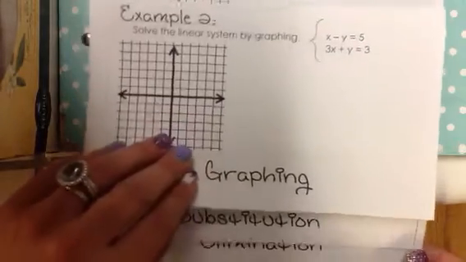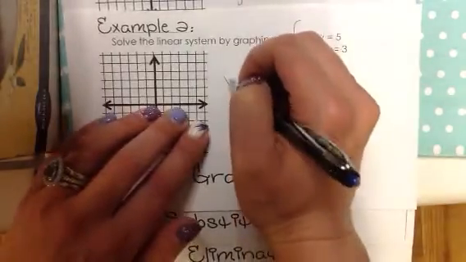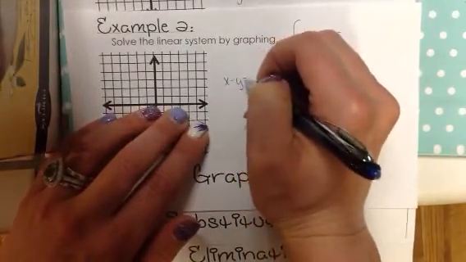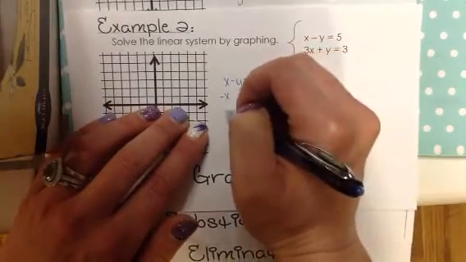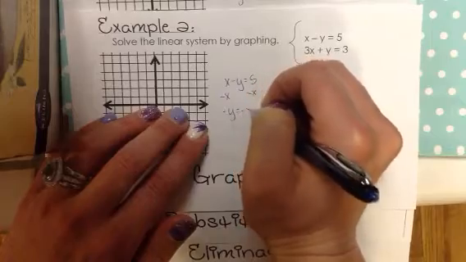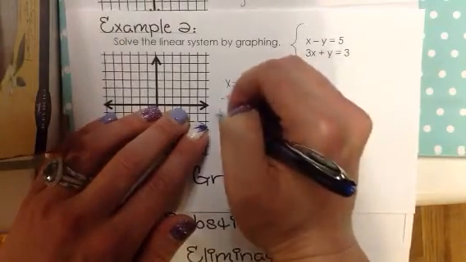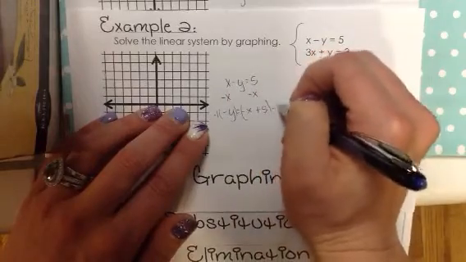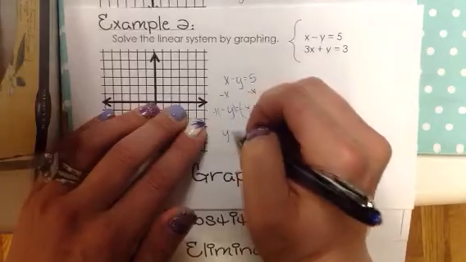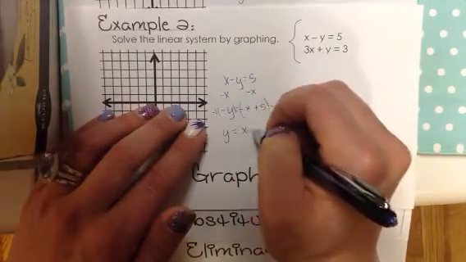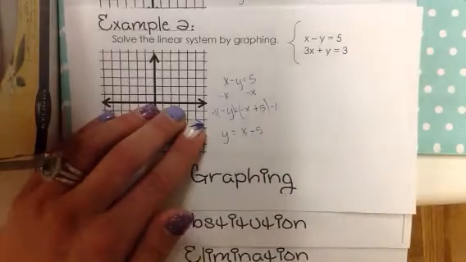Okay, so once again, we've got to first convert both equations to slope-intercept form. Take x minus y equals 5. I'm going to subtract x from both sides. Negative y equals negative x plus 5. I'm going to then multiply both sides by negative 1 so that I can get rid of the negative sign in front of the y. I get positive y equals positive x minus 5. So I just distributed the 1 to the negative x and the positive 5.